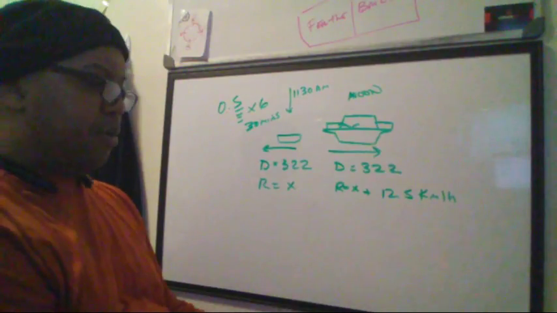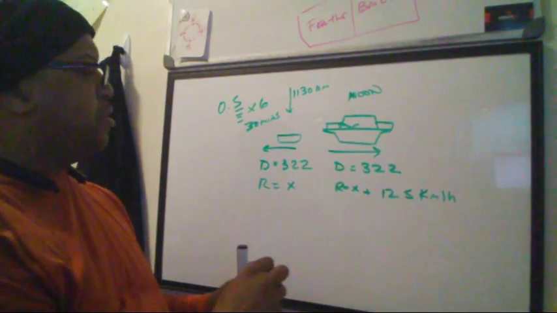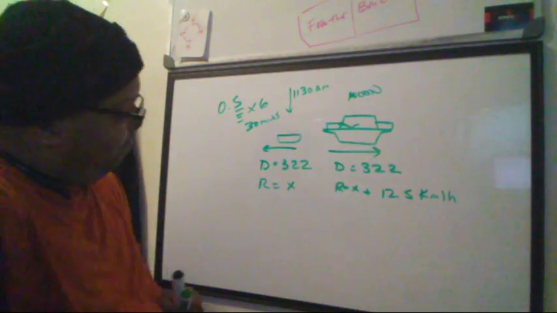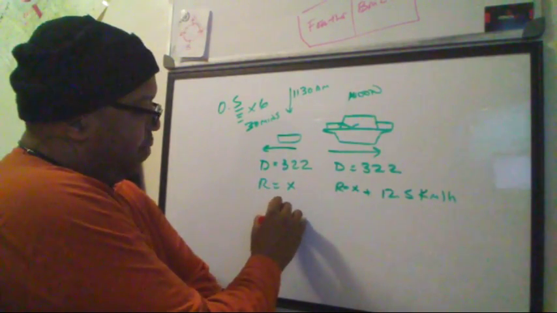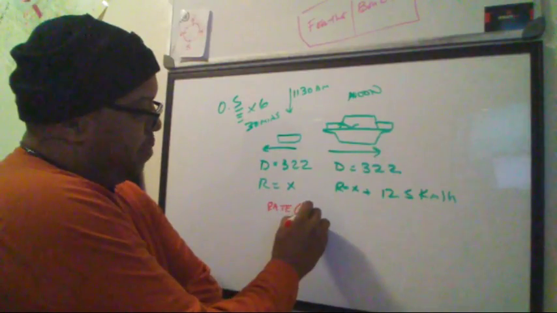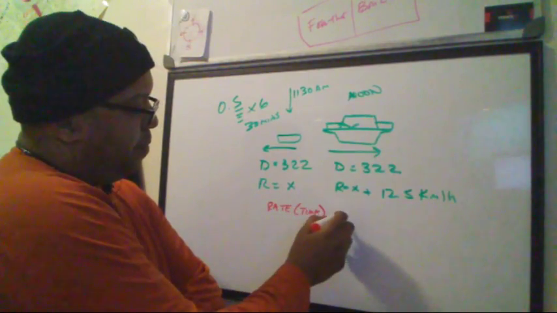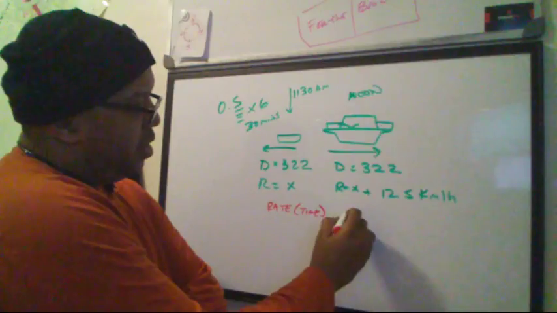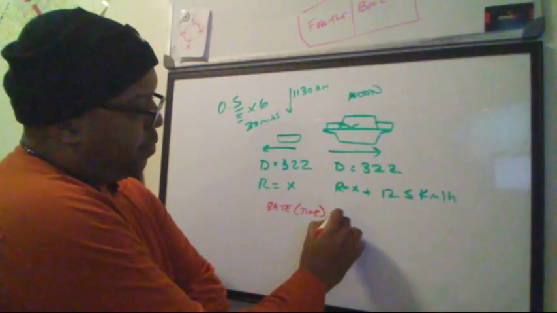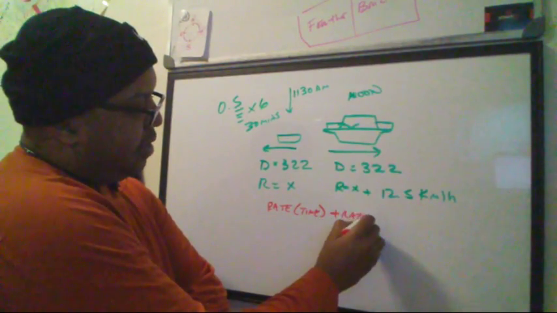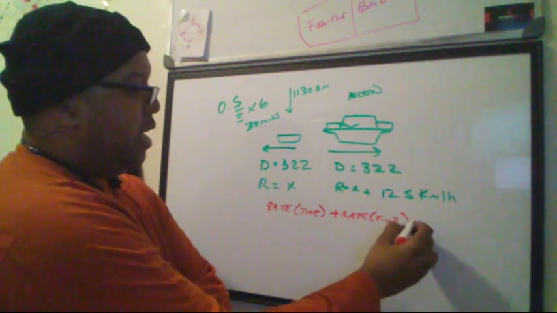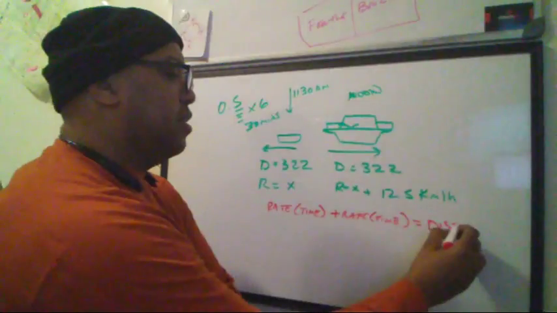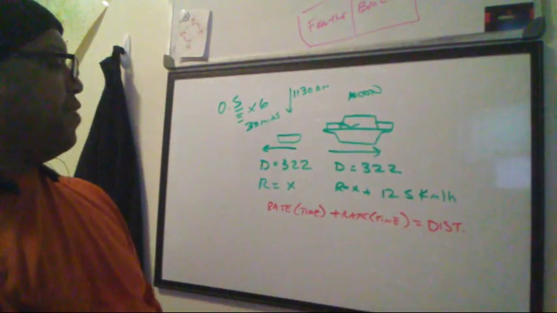Now, for our newcomers who haven't dealt with these expansion problems, we're going to have rate times time, and then we're going to add rate times time, and that's going to equal a distance, D-I-S-T. I'm just going to abbreviate that.